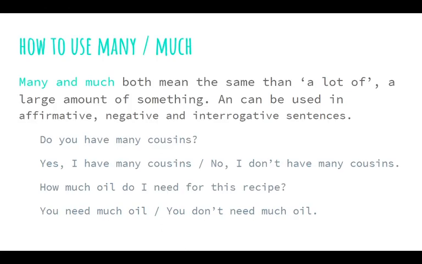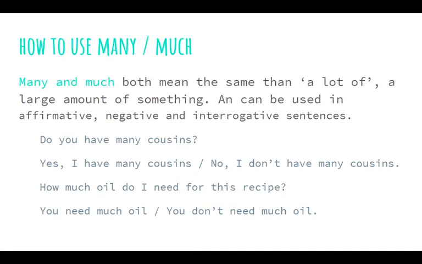And now let's have a look at many and much. Okay, these are the ones where we have to make a difference between countable and uncountable nouns. They both mean the same as a lot. It means a large amount of something, a large number or a big amount. And they can be used in affirmative, negative, and interrogative sentences. Do you have many cousins? Yes, I have many cousins. Or no, I don't have many cousins.